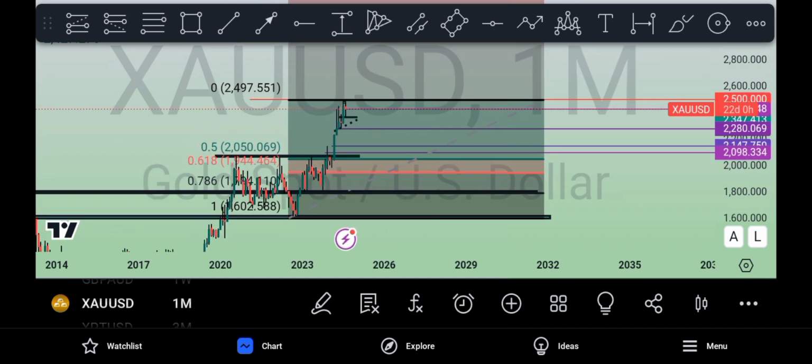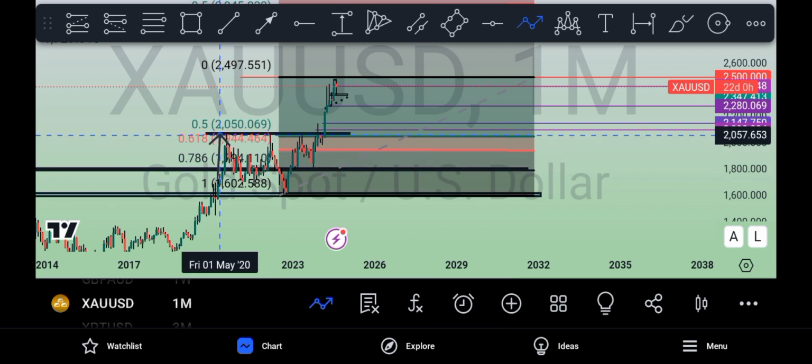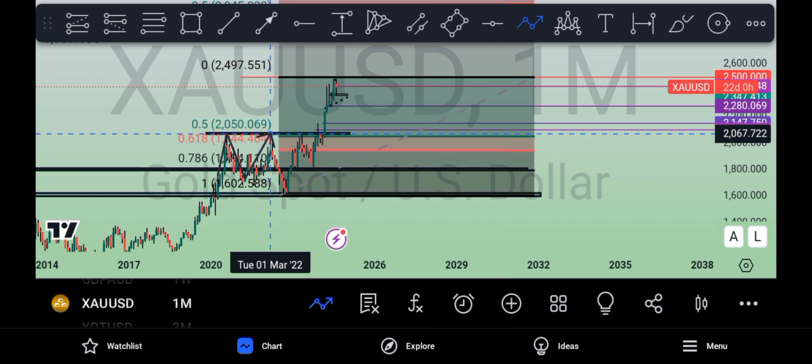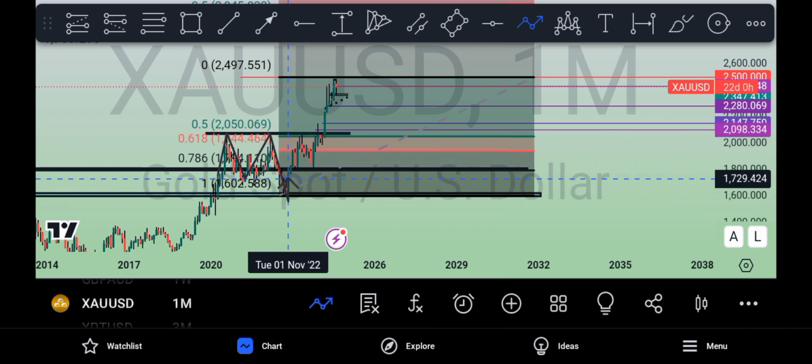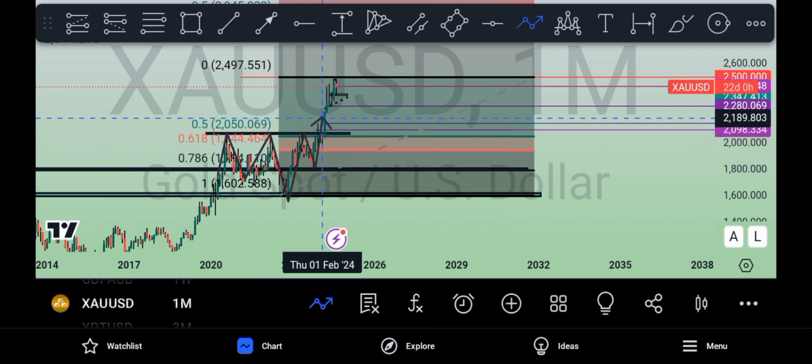Now, if you look at this range right here, this is an inverse head and shoulder. Yes, I don't know how you want to see, but this is an inverse head and shoulder. And each time the market creates an inverse head and shoulder, I always expect the market, most of the times, I didn't say every time, but most of the time, to break out like this and then retest it.